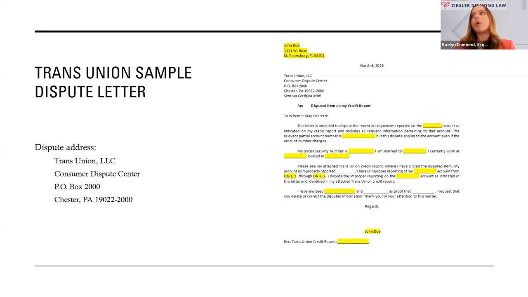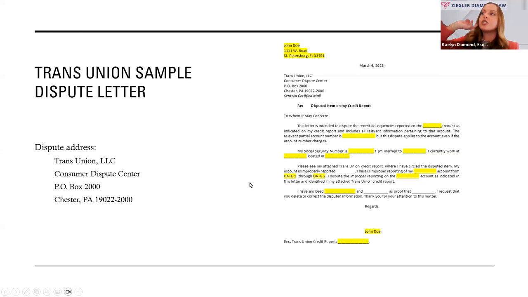So I want to briefly go over this letter and why the highlights are important. So obviously in this upper right or left-hand corner, you'd have your name and your address. This is important because this is how the credit reporting agency is going to answer you. They will answer you by mail to the address that you have listed here.